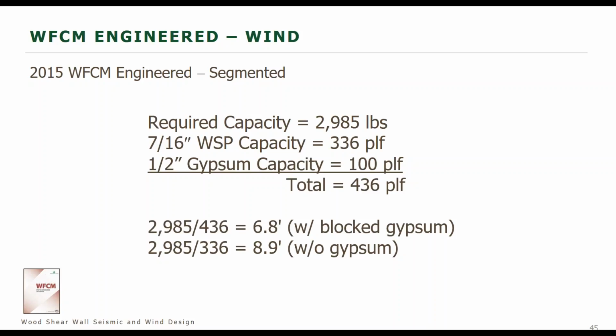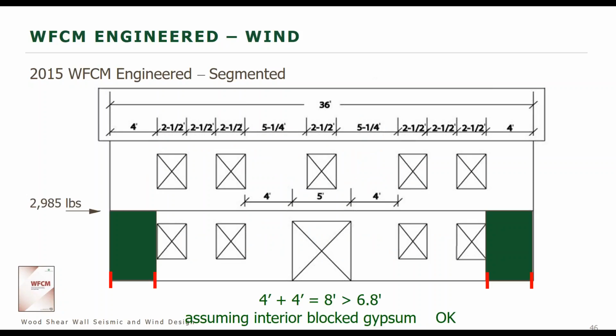2,985 pounds is the required capacity. So we can see that we need 6.8 feet of full height sheathing if we're using the capacity of the blocked gypsum on the inside. If we're neglecting the contribution of the gypsum, then we would need 8.9 feet.